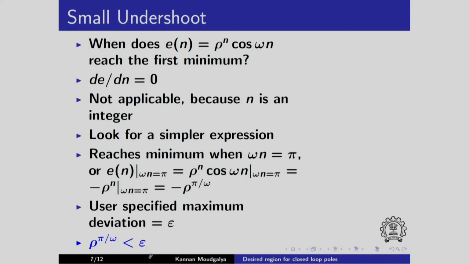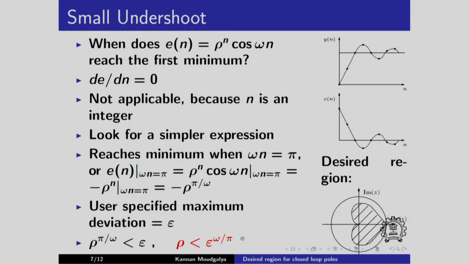You have to remember this. In fact, I would want you to write this down. We are going to need this shortly. Now this can be written as rho less than epsilon to the power omega by pi, and that can be expressed in terms of this shaded region where we have assumed some omega and arrived at the value of rho. So the shaded region is the one that will satisfy this condition.